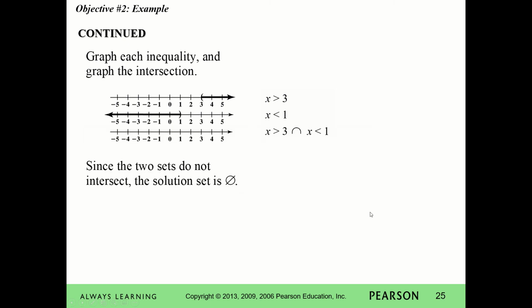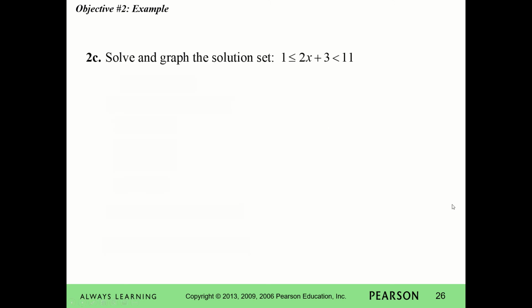Your solution is the empty set. These don't have anything in common. If you try to overlap them, nothing happens. So your solution for this one is nothing. You'd say no solution. There's no number that makes this true.